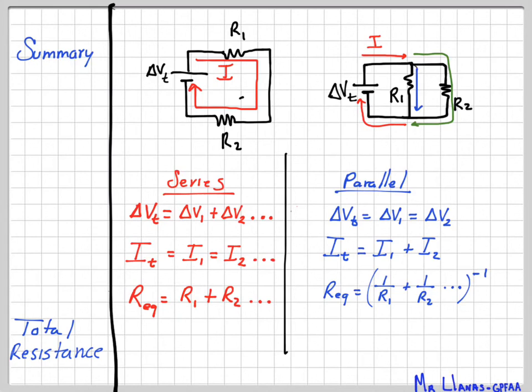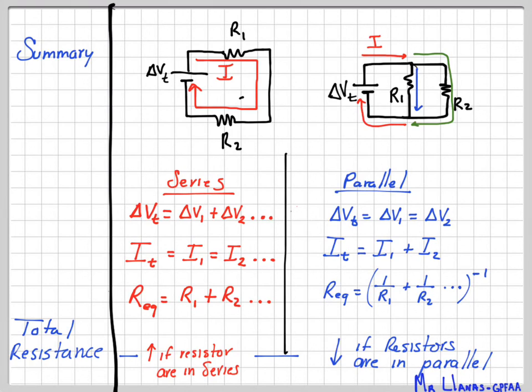Parallel is a little different, because voltage and current just switch. Voltage is the same throughout the circuit. For current, you have to add each individual current, and for the resistance, you do 1 over resistance 1 plus 1 over resistance 2, and you put all of that to the negative 1. That gives you your total resistance. Total resistance increases if the resistors are in series. So if you put all your resistors in series, your resistance will automatically increase. And if you want to decrease the resistance on that circuit, then you put those resistors in parallel.